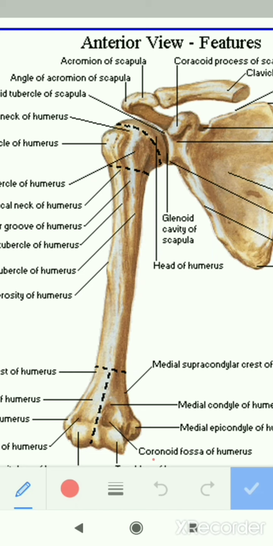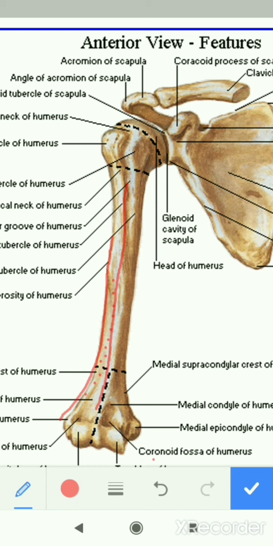The anterolateral surface is located between the anterior border and the lateral border. The anterior border starts from the lateral lip of the intertubercular sulcus and ends in the radial fossa. And the lateral border was this one. So this surface is the anterolateral surface.